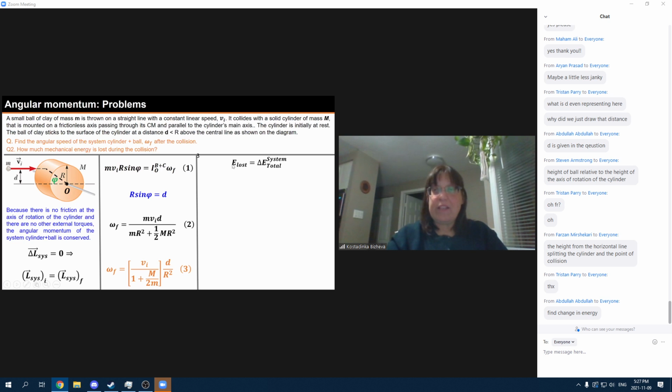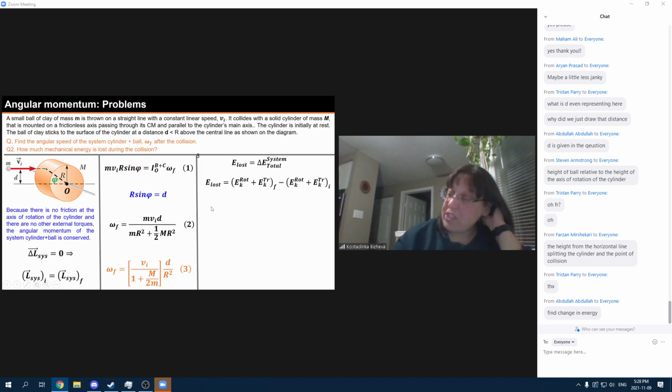So we're going to define E lost, energy lost, as equal to the change of the total energy of the system. Because we don't have any gravitational potential energy or springs or anything else, that is going to be the rotational and translational energy of the system in the final case, minus the rotational and translational energy in the initial case. The reason I'm putting rotational and translational energy is that in the beginning, the mud ball is just translating, not spinning. But afterwards, the disk and the ball are spinning around. So in one case we have translational energy, in the other we have rotational. In this equation, the final translational energy is going to be 0, and the initial rotational energy is going to be 0, so those go away.